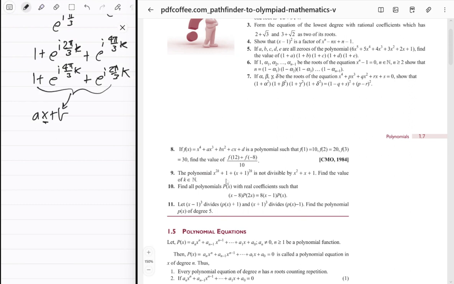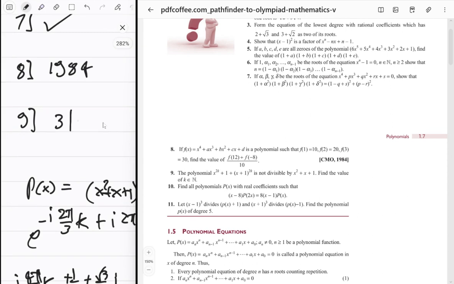So it was complex and everything. Makes sense. But the main thing is that this is 0 if k is not equal to some multiple of 3, but if k is equal to a multiple of 3, then this just turns out to be 3, right? That makes sense. Okay. So if this is not divisible by this thing, that just means this has to be non-zero, so k must be a multiple of 3.